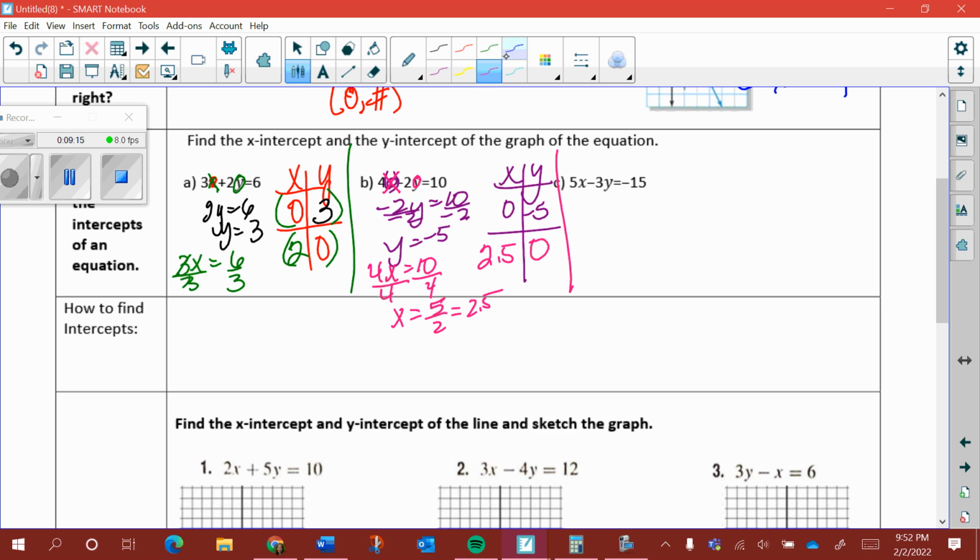And the last one. Try it on your own, please. Don't forget that negative. Watch those negatives. You need to have work, but I will tell you that it's going to be 5, and when I plug in a 0 here, kind of cover it up, gives me negative 3.